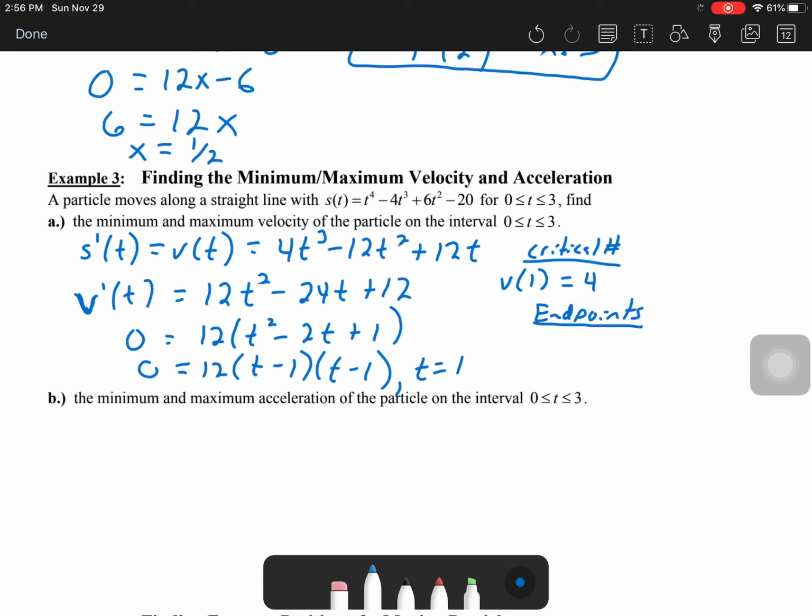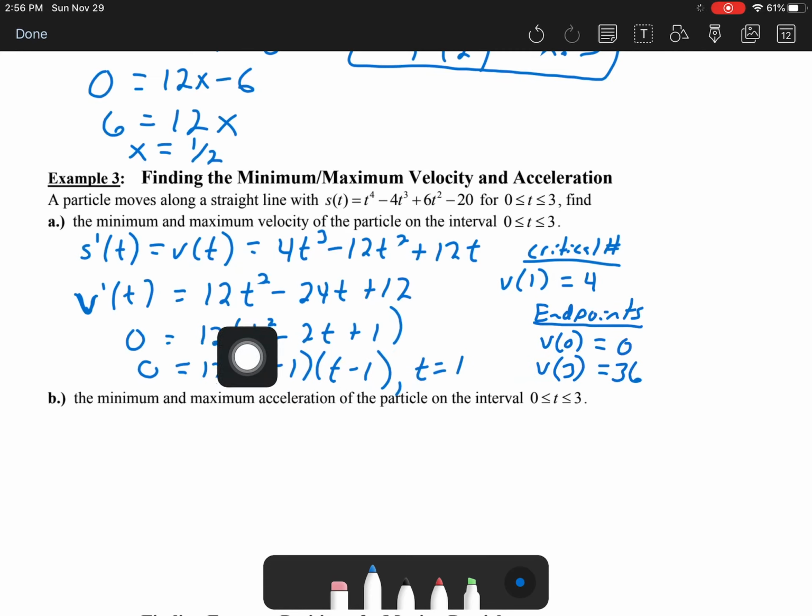So we need to test our endpoints, and we're going to do v of 0, and that's going to give us 0. That's pretty easy. If we plug that in here, or sorry, into this one right here, we have t's in all the terms, that's 0. And if we do v of 3 for our other one, and if I plug that one in, I checked that before, that's 36. Okay, so this is everything we need to test.